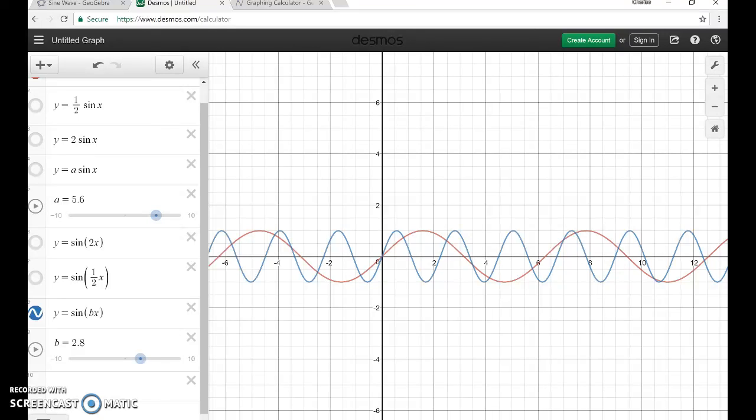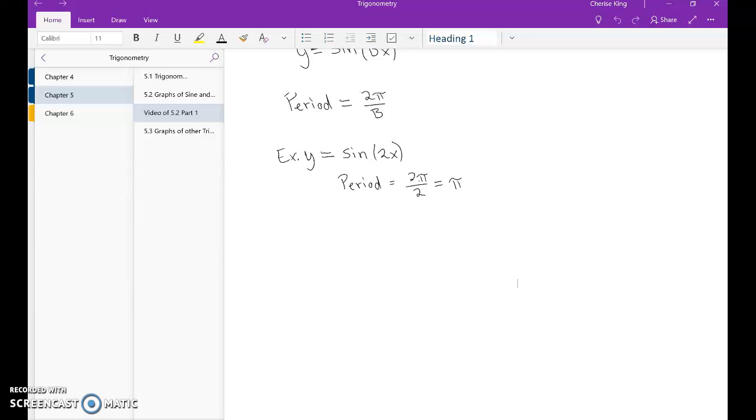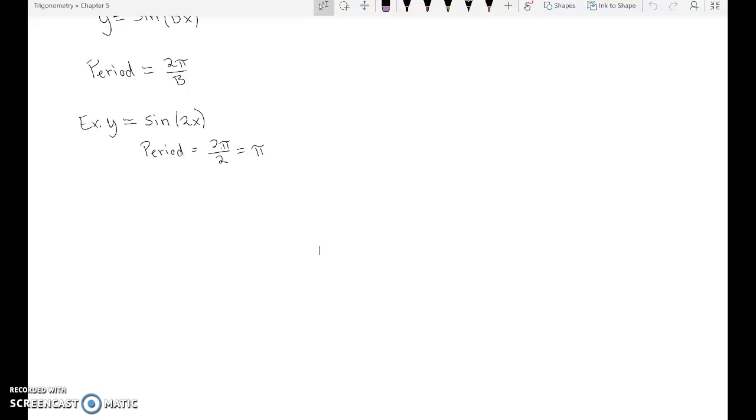Okay, so we are almost done here. The last thing I wanted to show you is how to graph by hand a sine wave or a cosine wave where the period has changed, where the period is different than 2 pi. So let's go back to our notes and use this example of y equals sine of 2x. We'll keep going with that one.